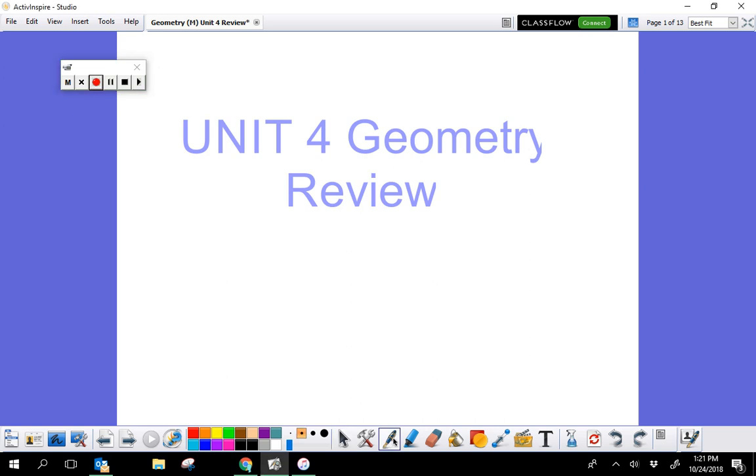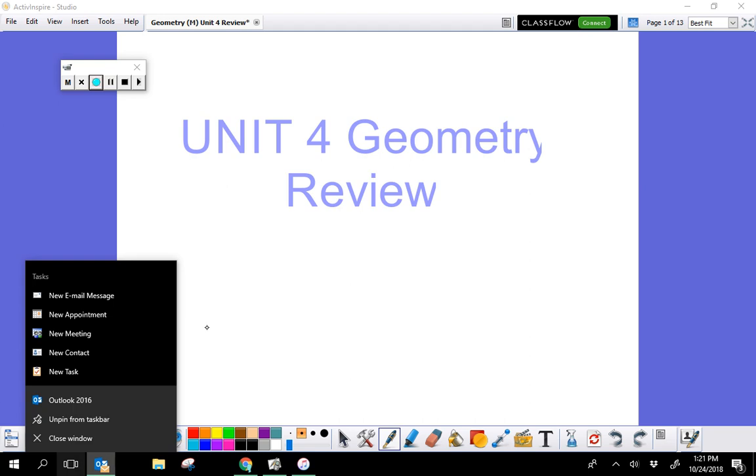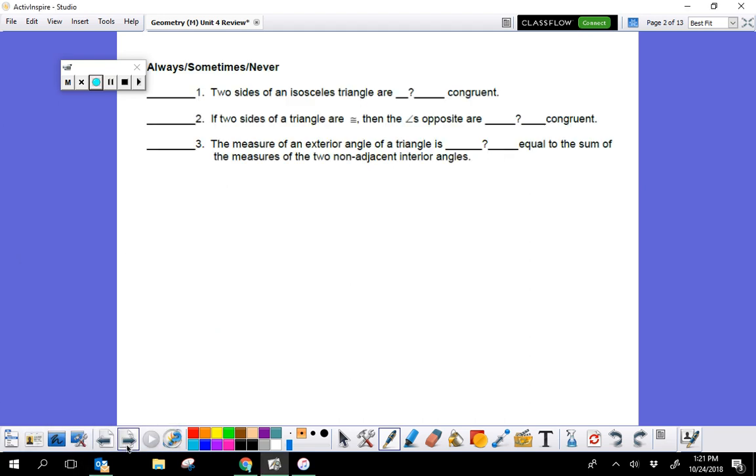Alright, so this is the test review for Unit 4. So the first problem says, these are the always, sometimes, and never problems. So this says two sides of an isosceles triangle are blank congruent. So here you have to know what an isosceles triangle is. Isosceles is when you have two sides that are the same.